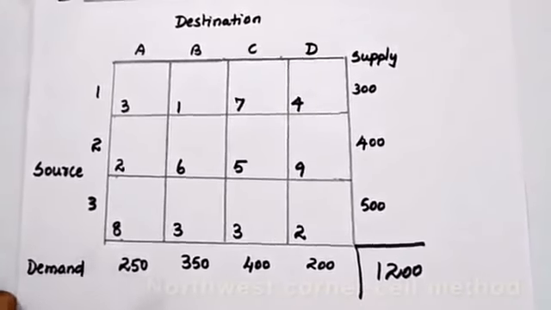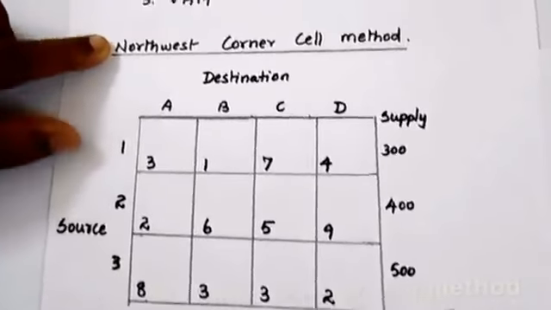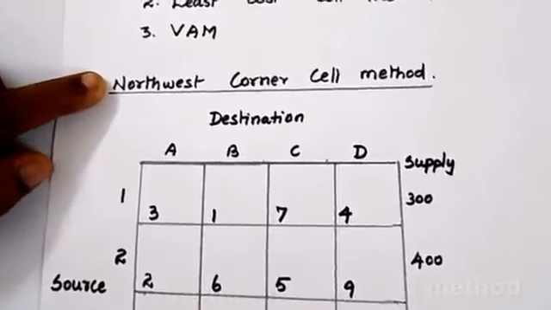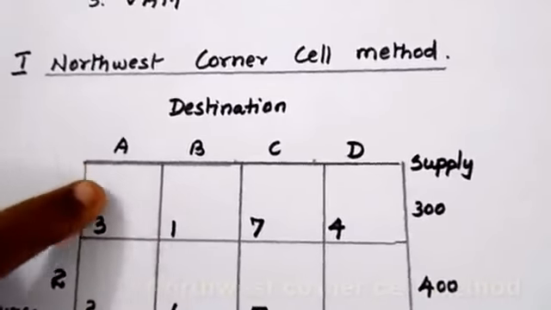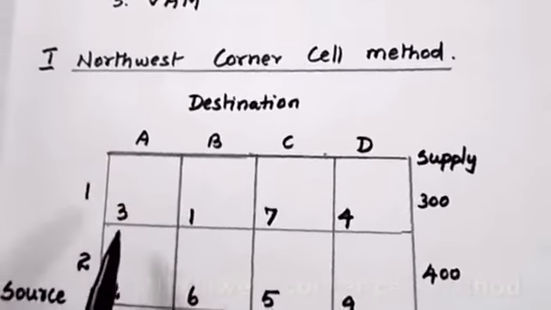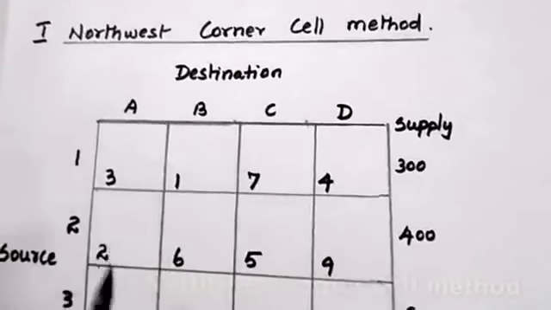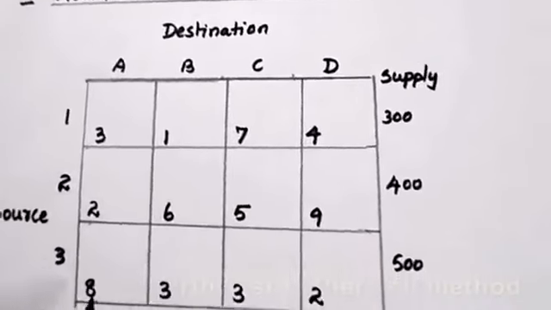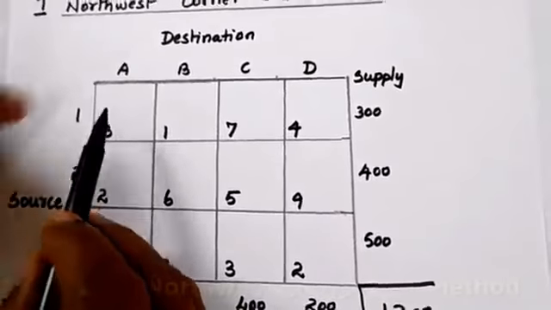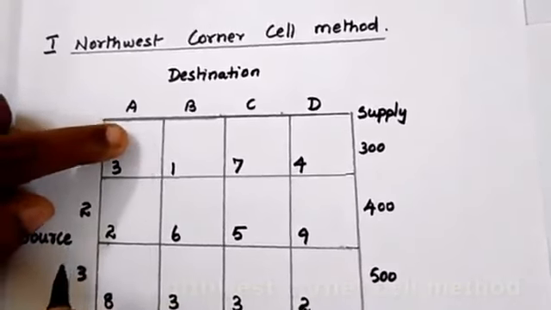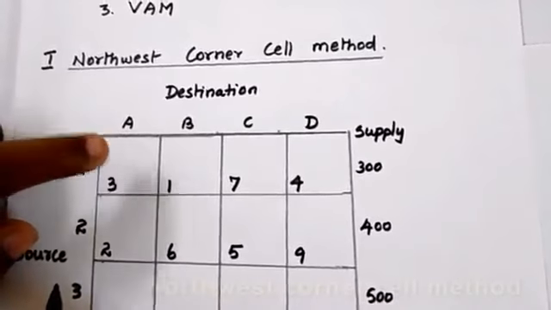Now we can proceed. According to the northwest corner cell method, you have to start with this corner. This is the northwest corner, so you have to start with this cell. Each element of the cell is considered as the cost per transportation. So first you start from this cell, the northwest corner.